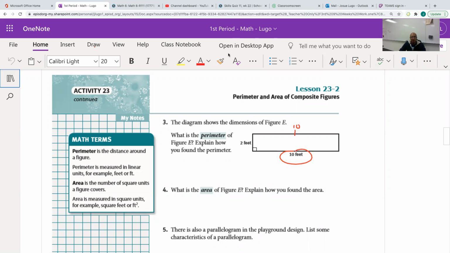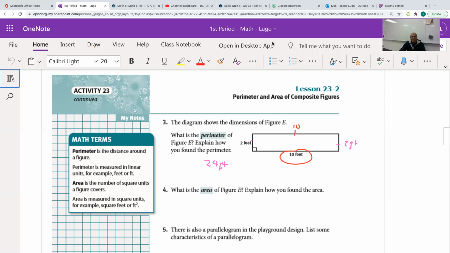And over here we have 2 feet, so across this is going to be 2 feet as well. All right, so 10 plus 10 is 20, plus 2 is 22, plus 2 is 24. So the perimeter would be 24 feet, and just feet, because there's no squares, we just measured it. It's like we took a measuring tape and just went all the way around. 24 feet.